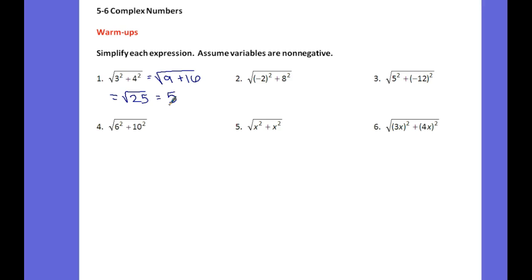Any negative number squared becomes positive. So negative 2 squared becomes 4. 8 squared becomes 64. 4 and 64 become 68. So now, what perfect square goes into 68? 8. Oh, wait, never mind.